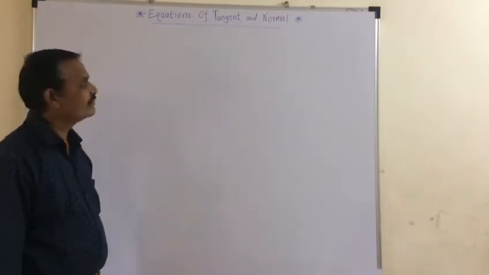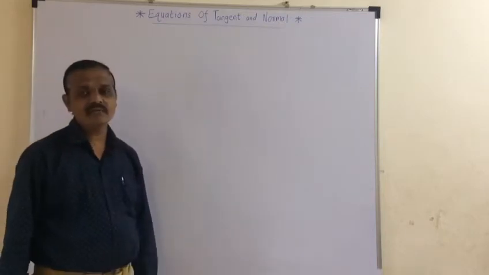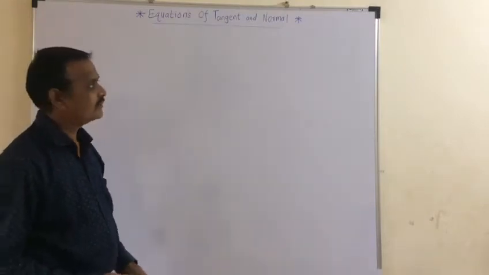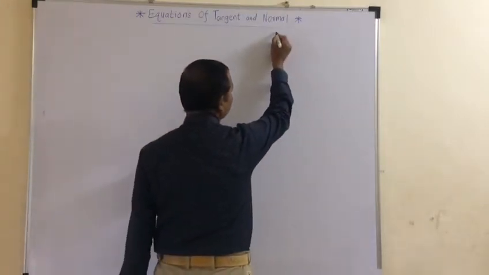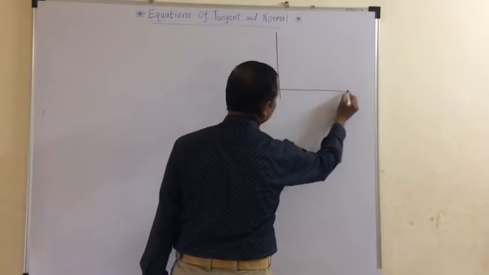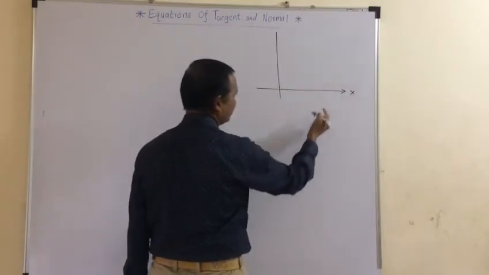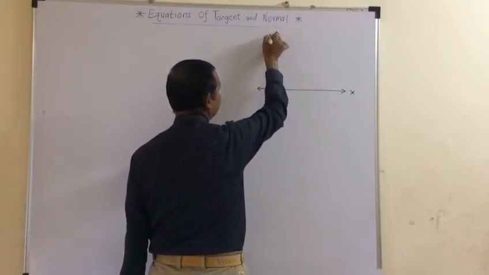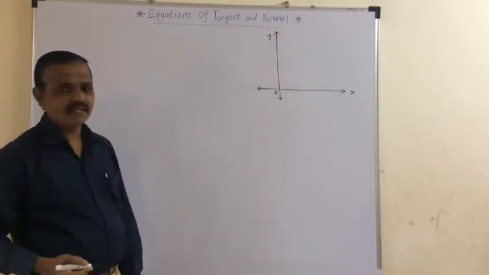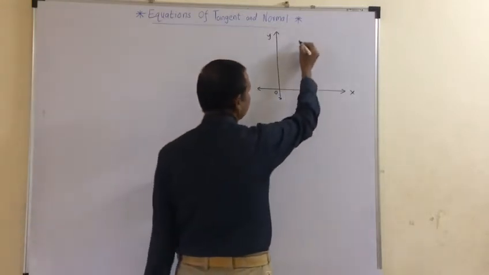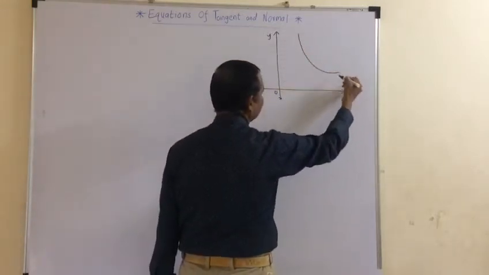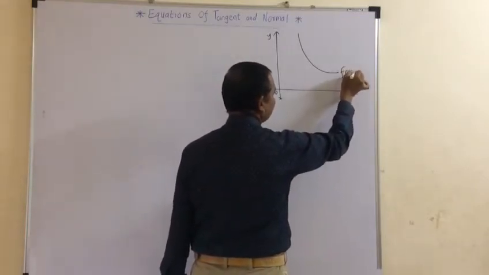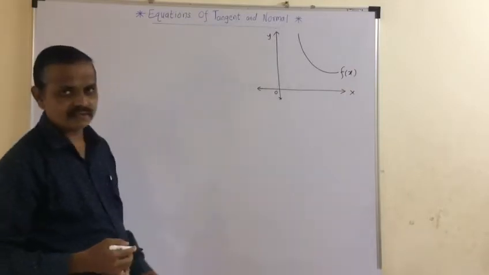To find equation of tangent and normal to the curve at given point, first we draw the graph diagram like this. This is our coordinate system. This x-axis, y-axis, and any function can be represented by this curve, say this curve of any function f(x).